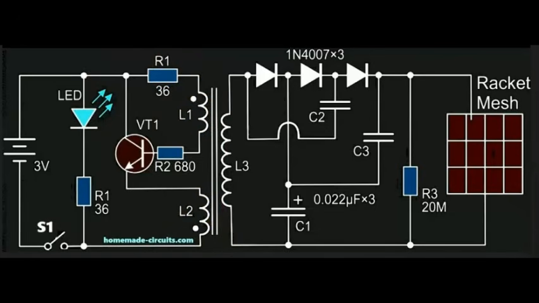Both are wound using thick copper wire around 0.5 mm to 0.8 mm thickness. L3 uses many more turns, typically between 200 and 500 turns depending on the ferrite core size and required output voltage. L3 should use thin enameled copper wire, usually around 0.1 mm to 0.2 mm.